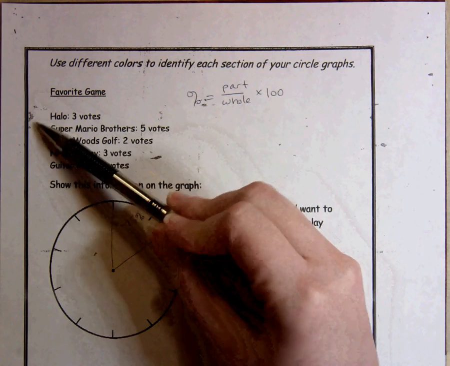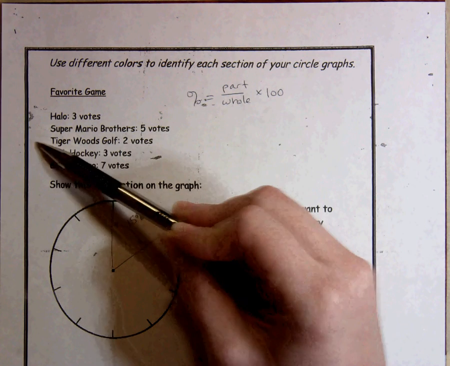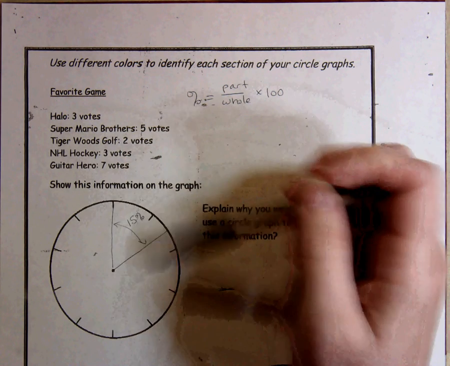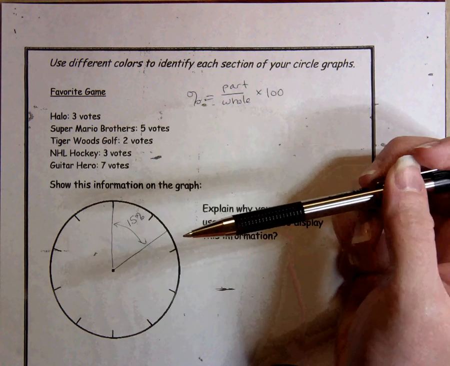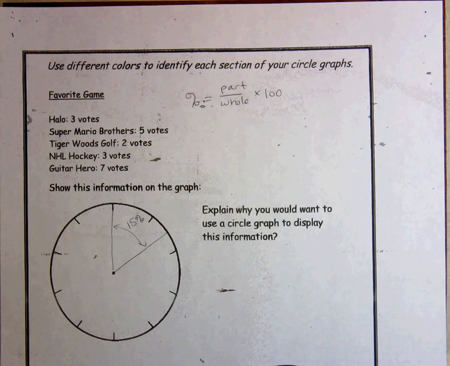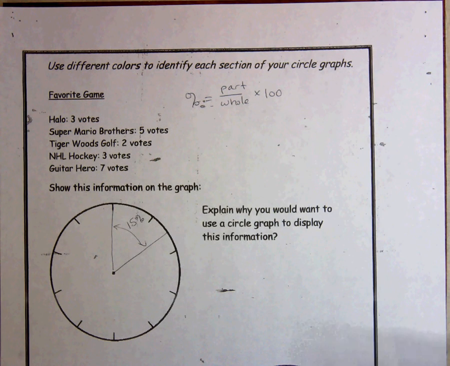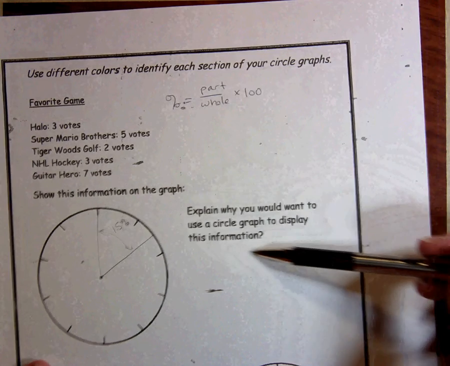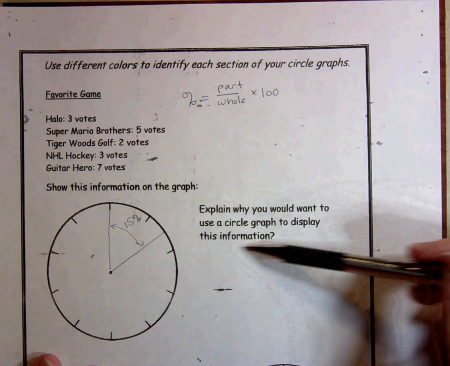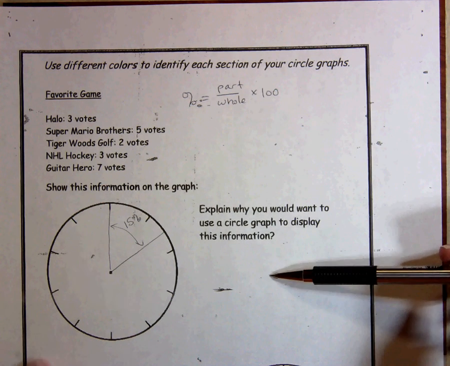Make sure you label which color you're using for each one, or label the names of the games inside of the pie graph, the circle graph, so that we know what it is that you're labeling. Also, don't forget to answer this question right here. A lot of people just miss that it's there. Go ahead and do that one.